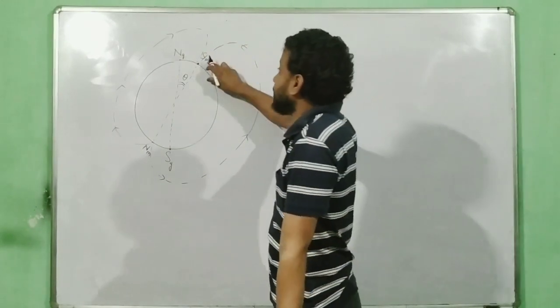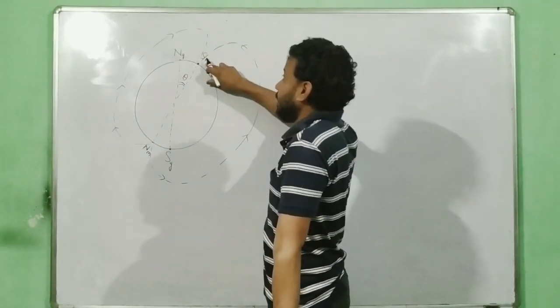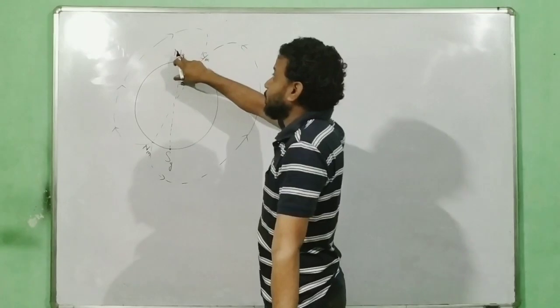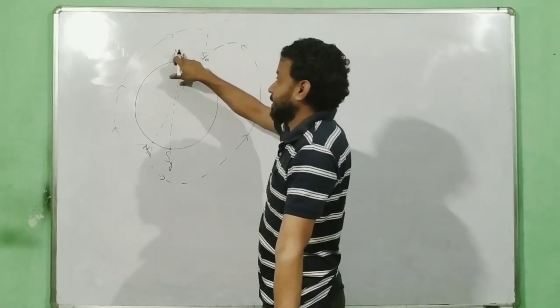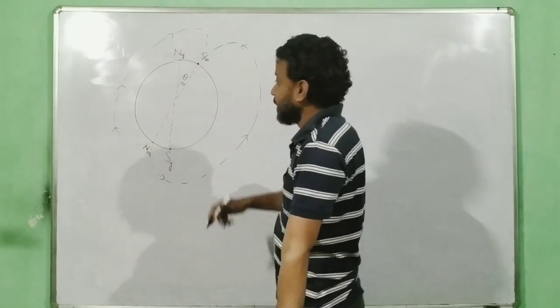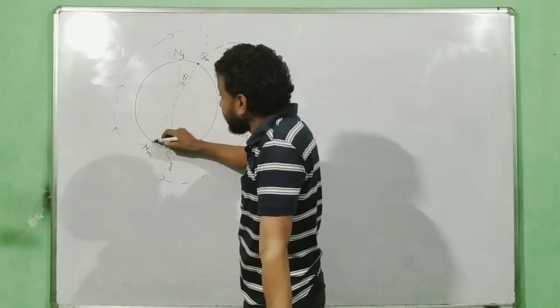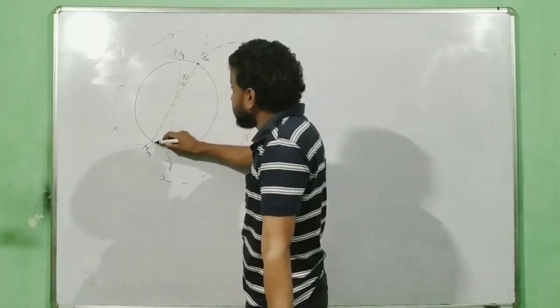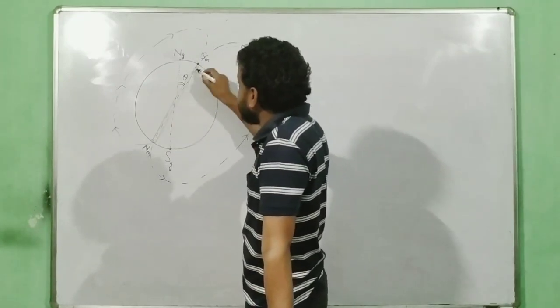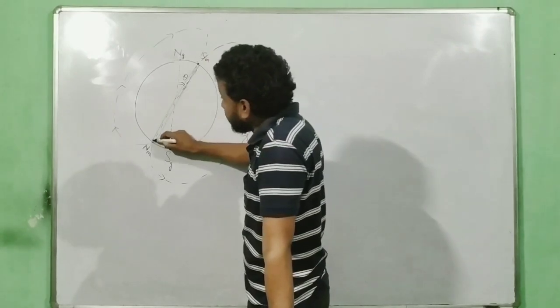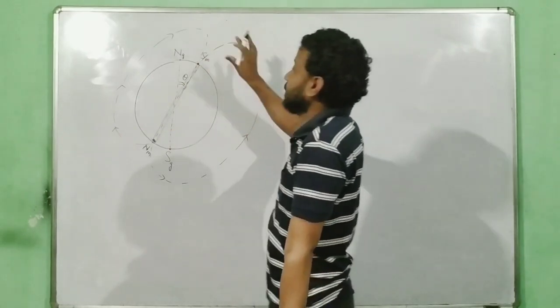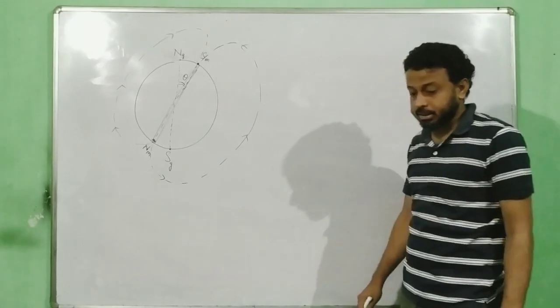So remember, this is the south pole of the magnet and this is the geographical north pole of the Earth. Don't get confused. Just imagine that there is a huge bar magnet kept inside the Earth with this as the north pole and this as the south pole. You can think in that manner also.